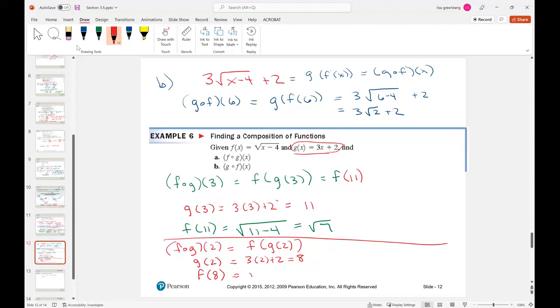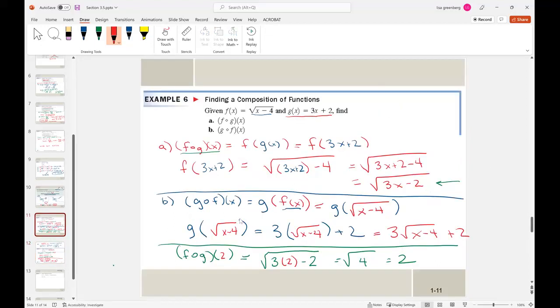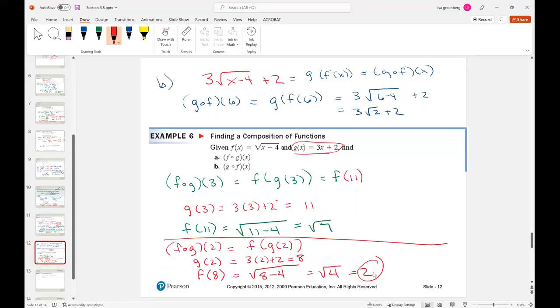So I get the square root of 8 minus 4, which is equal to the square root of 4, which is equal to 2, which I do believe is what we got when we did it the other way. So f of g of 2 is equal to 2, and there we have it. So these are two different ways.